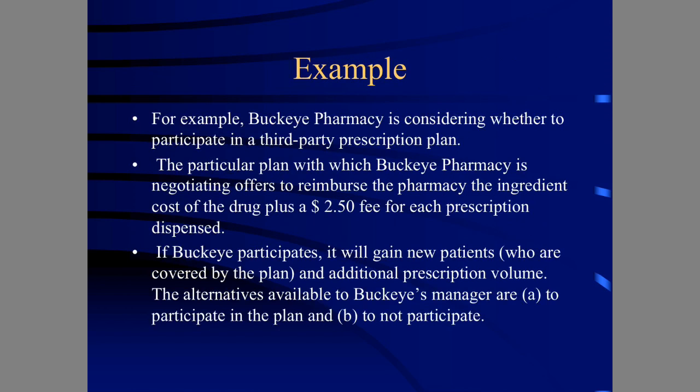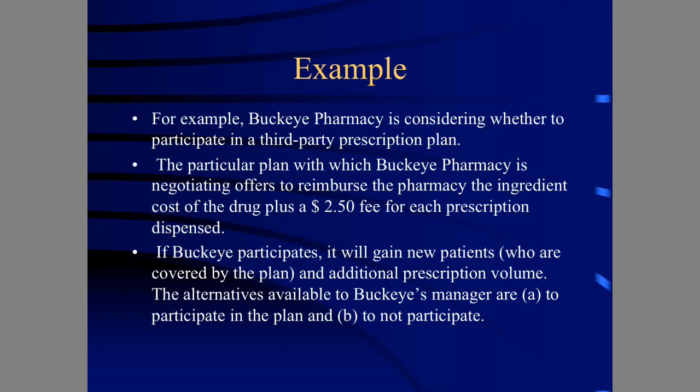So here's my example, and it comes right from the differential analysis chapter from Financing for Pharmacists. So please go back and look at the chapter and reevaluate. So for example, Buckeye Pharmacy is considering whether to participate in a third-party prescription plan. The particular plan with which Buckeye Pharmacy is negotiating offers to reimburse the pharmacy the ingredient cost of the drug plus $2.50 for each prescription dispensed. You can tell this is a little bit of an older chapter. It would be nice to have $2.50 for each prescription in today's world, unfortunately.